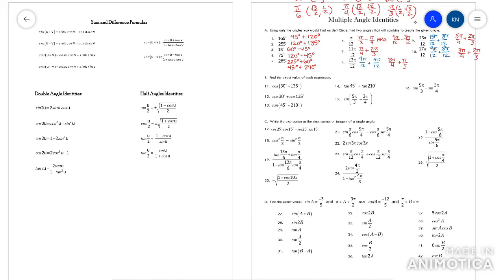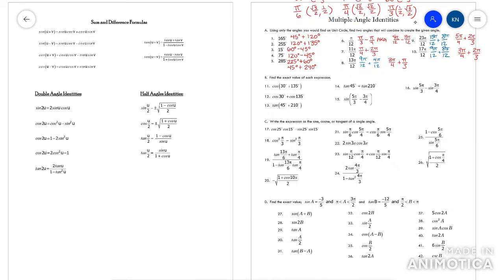Okay, so that's the first part. I hope that wasn't too confusing. You're just using a multiple of your reference angle in combination with a multiple of another reference angle to get to your overall outcome.